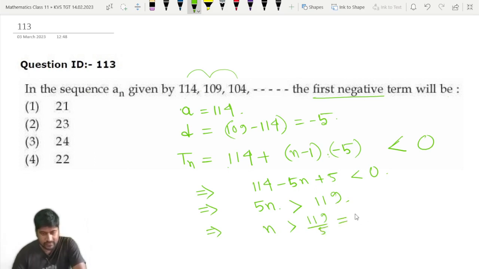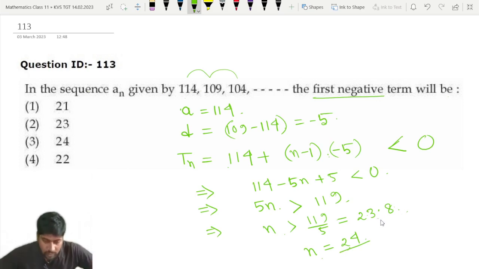So that will give us 5 tens are 10, 119, 5 threes 15, 4 19, 5 eights 23.8. So n must be greater than 23.8. So the least value of n will be equal to 24, because n cannot be a fraction. N is the number of the term, the nth term, so that will always be a positive integer. So n is equal to 24. So option 3 is the correct answer. Okay, now let's move to the next question.